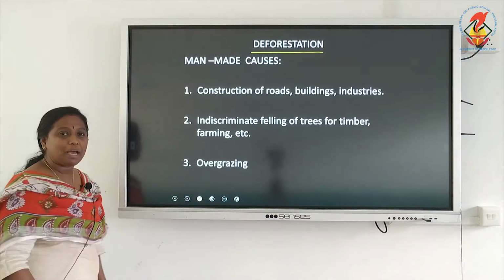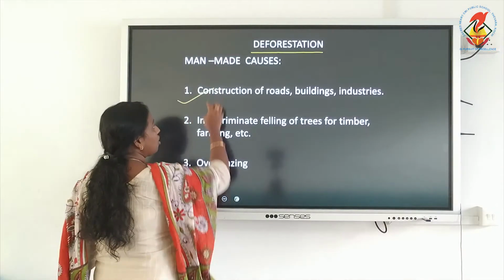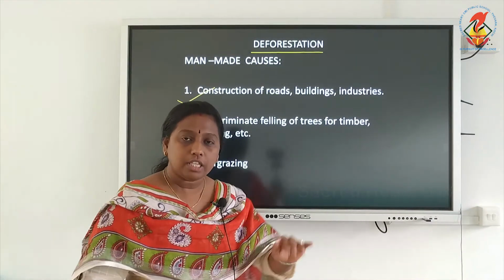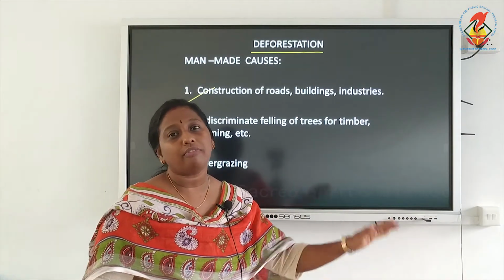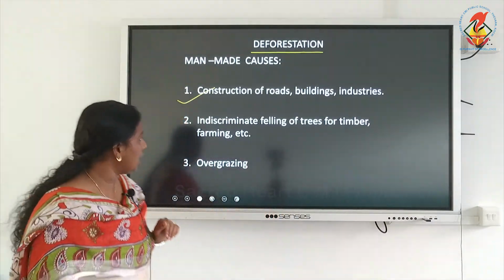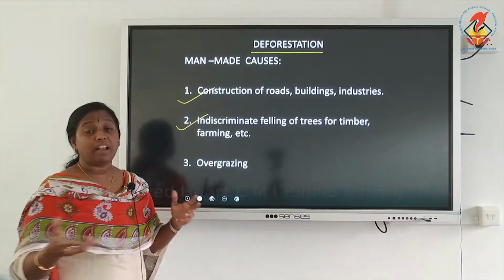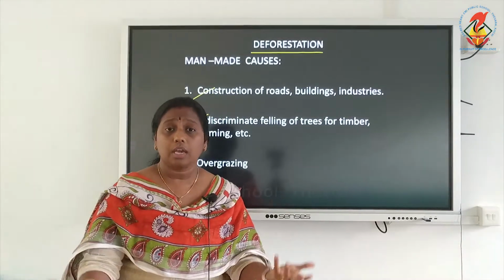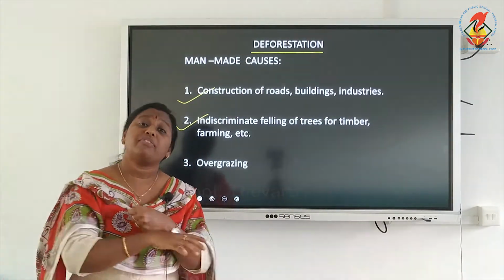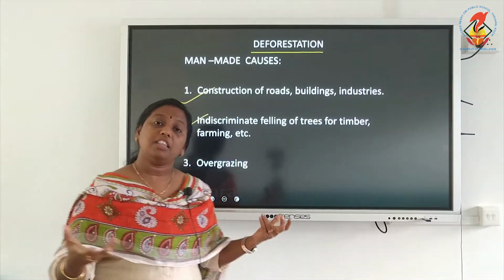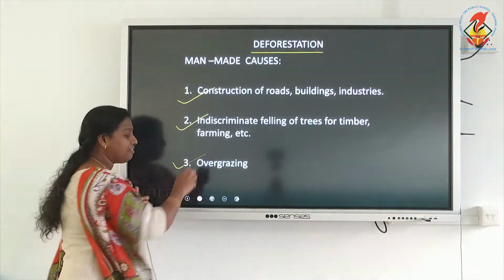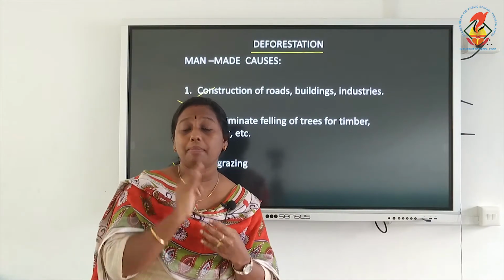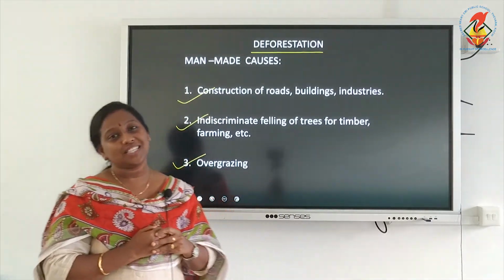Now, see which are the man-made causes. One of the man-made causes is construction of roads, buildings, industries and all in forest areas. For this purpose, the forest areas will be cleared off and this is what is called deforestation. The second one is indiscriminate felling down of trees for timber. We require timber for making our furniture and all. So, we are taking more and more timber from the forest. Thereby, the forest is being destroyed. Number 3, definitely overgrazing is also a problem. So, these are the 3 man-made causes of deforestation.